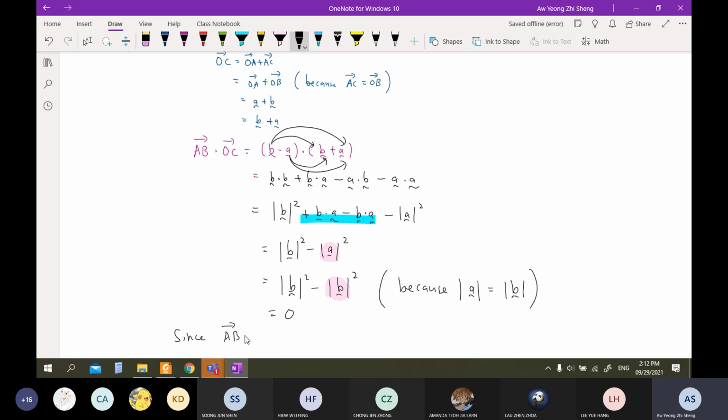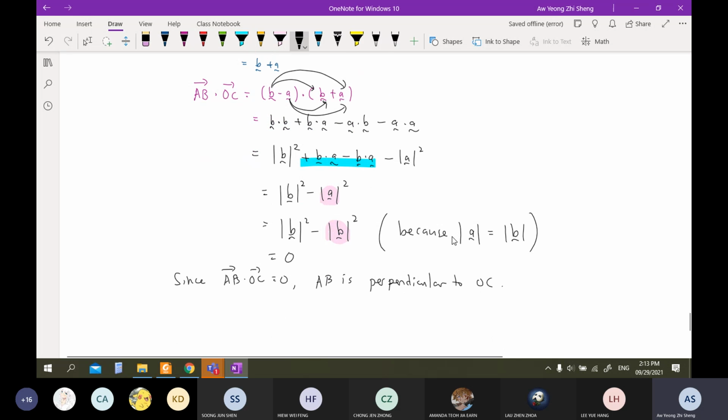Since AB dot OC is equal to 0, AB is perpendicular to OC. Therefore, the diagonals in the rhombus are perpendicular.